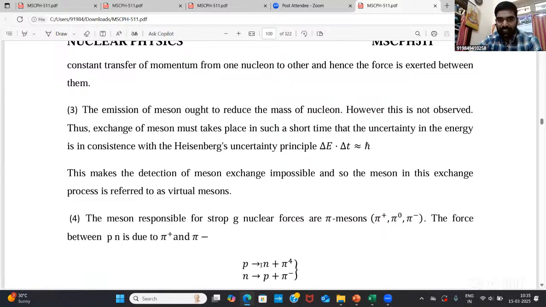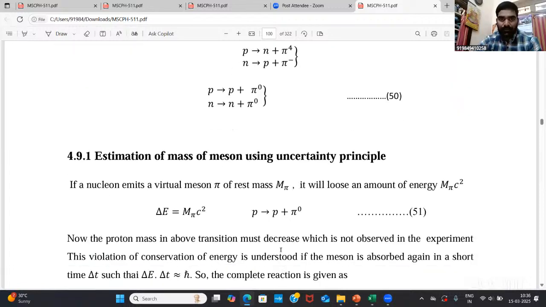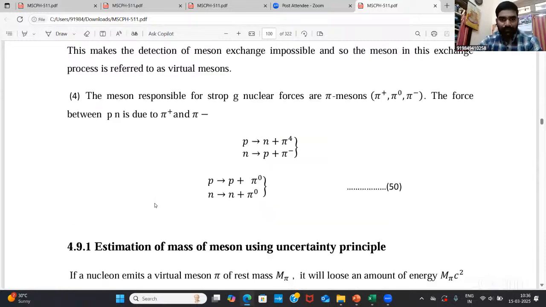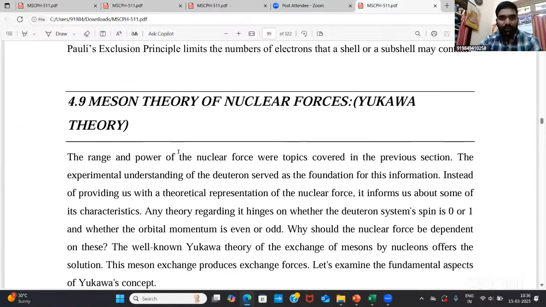When a proton is changed to a neutron, it will release a pi plus. If a neutron is changed to a proton, it will release a pi minus. So there will be an exchange of these. In a similar manner, when a proton changes to a proton in an excited state, it will release a pi naught, and the same holds for the neutron. So this is the meson theory of nuclear forces, the Yukawa theory.